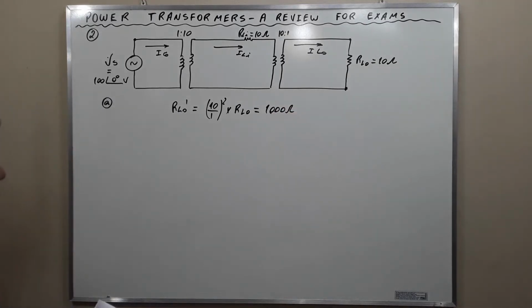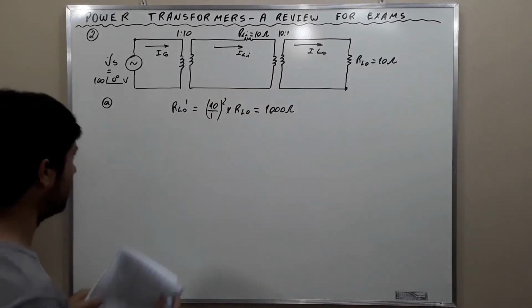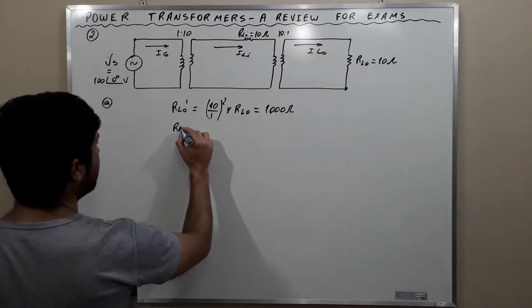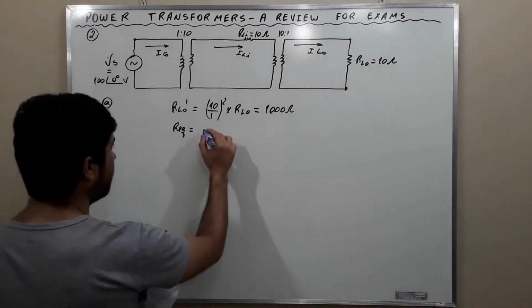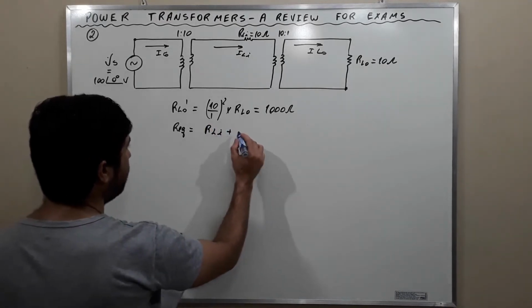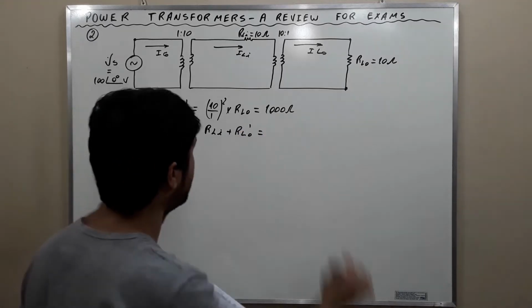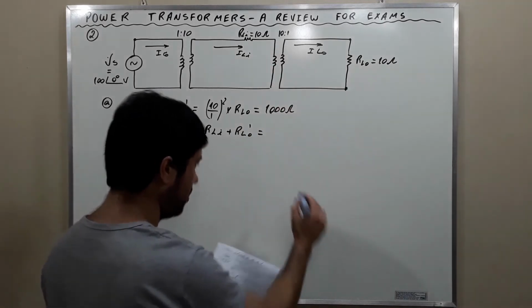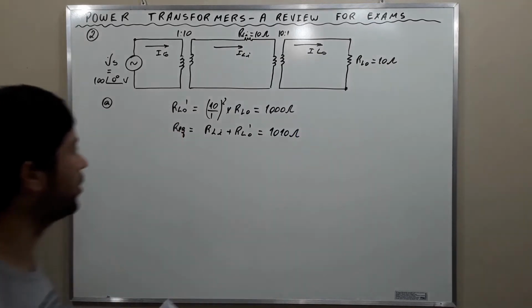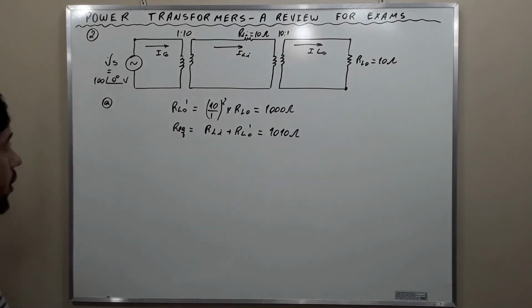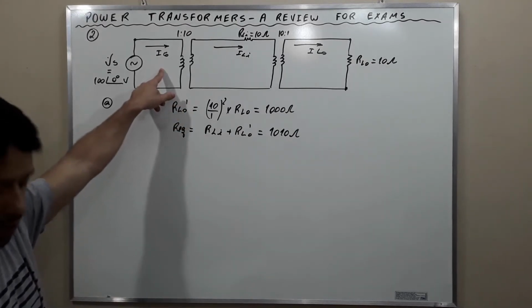Now, subsequently, we combine this with this, and we call it the equivalent resistance, R_eq. The equivalent resistance is R_line plus R_L prime, and this is equal to 10 plus 1,000, which is 1,010 ohms. To finish, we refer this equivalent resistance to the generator side.